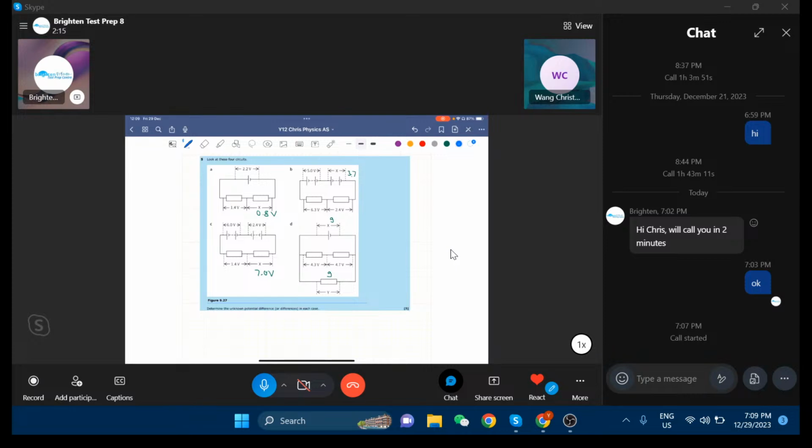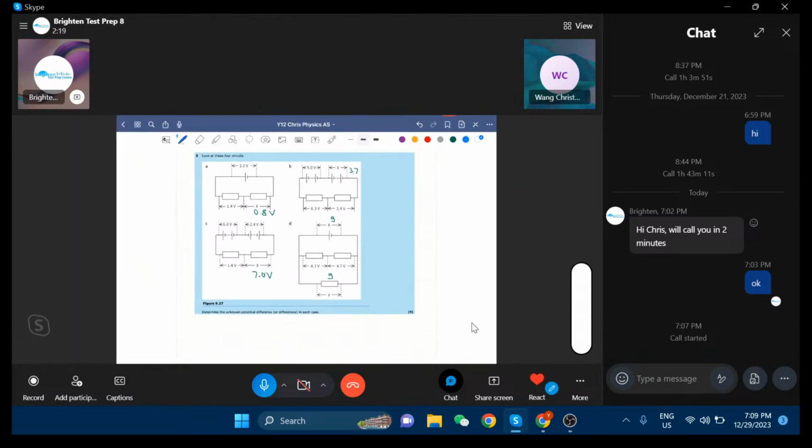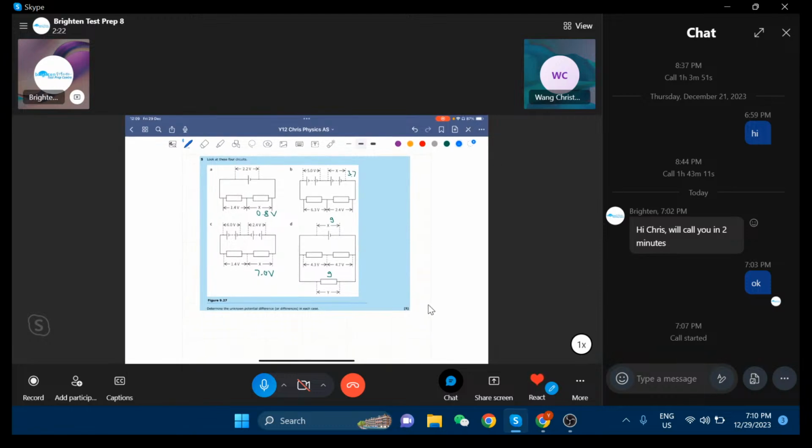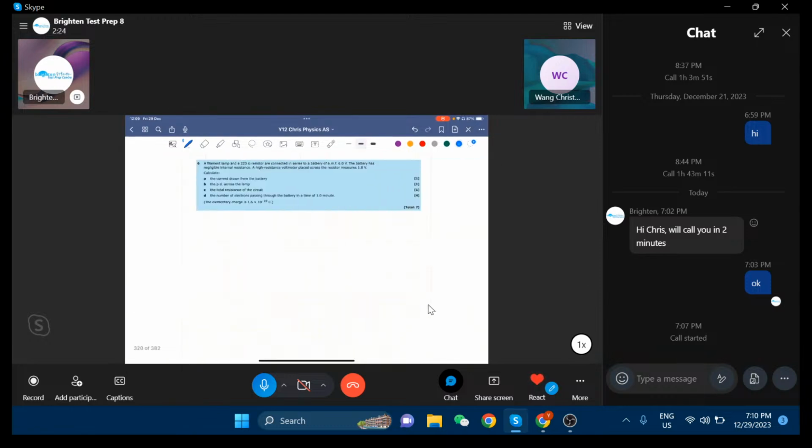So that's where we stopped last time. We started with a few circuits in order to calculate and define the potential difference. And we go a bit further with the next question.